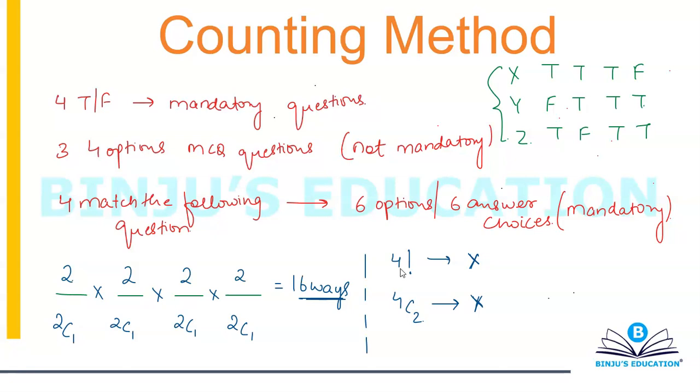So as far as the first one is concerned, the four true false mandatory questions, the total number of ways is 60. Let's move on to the second one.